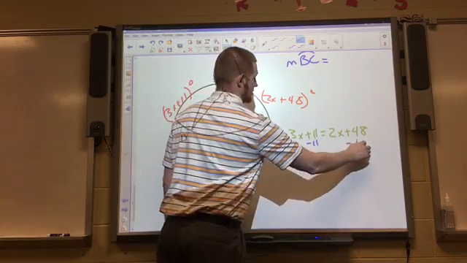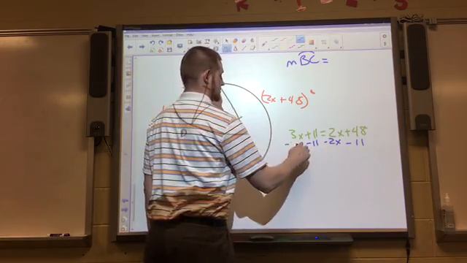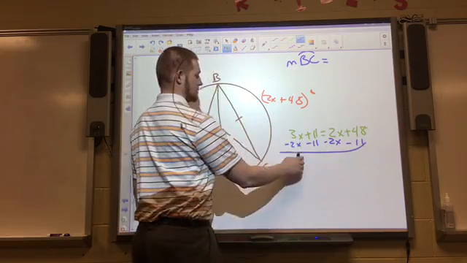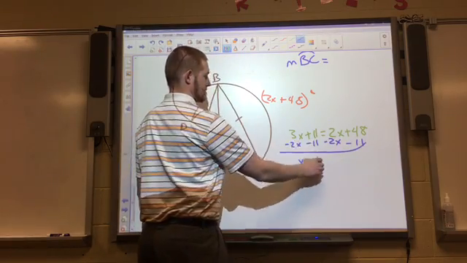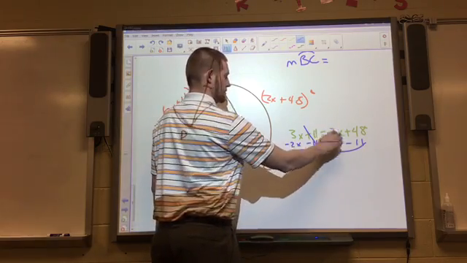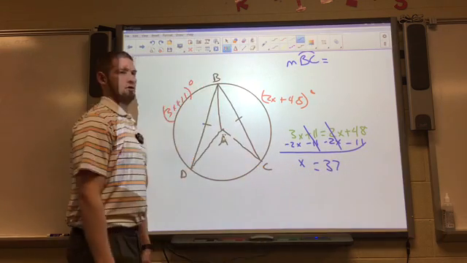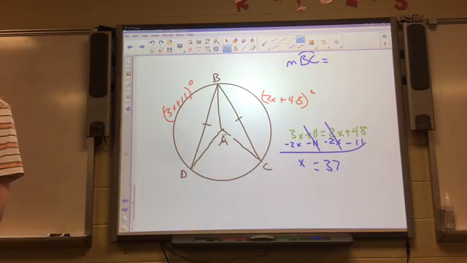Subtract 11. Can I also bring the 2x over? Subtract 2x. So here I get x. Here I get nothing. Here I get nothing. So my x is 37, but now I have to plug it in.